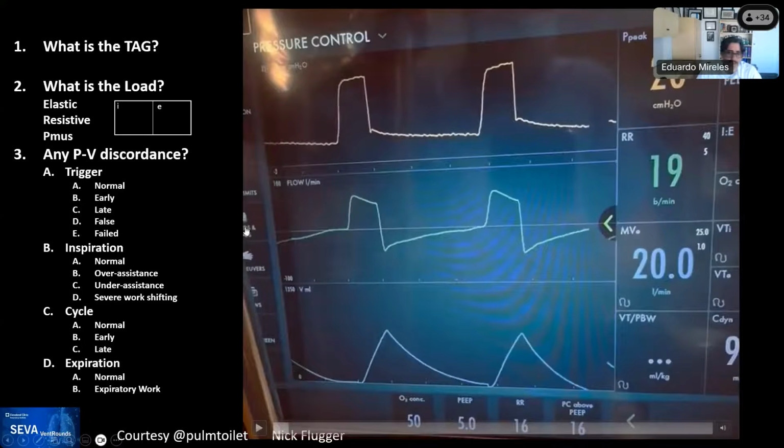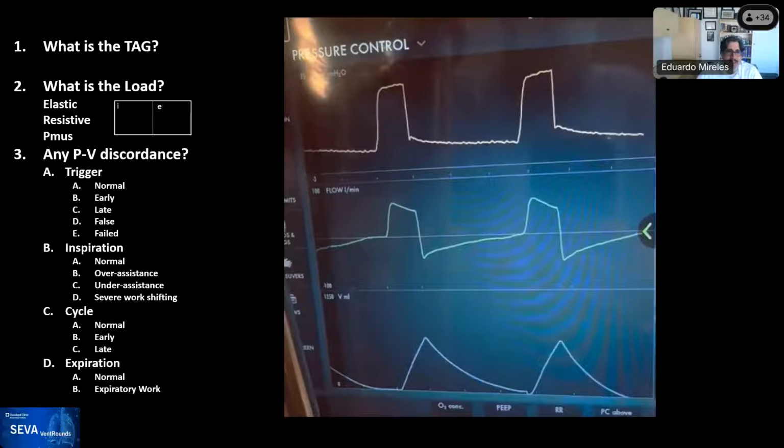So let's just analyze. Let's go through the sequence little by little. So let's start with the tag. What do the team think is the tag? What mode are we using here? Yeah, thank you, Mohammed. So rapidly, this is just pressure control, CMV, and this is important for us to recognize.